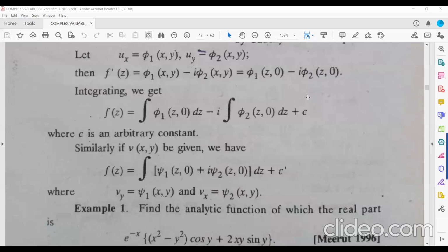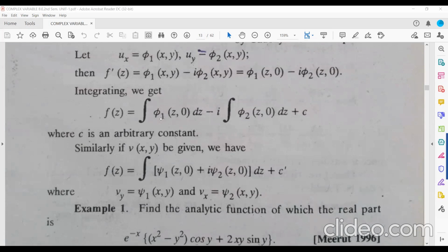minus i phi 2 of z, 0. So you just substitute there. You already have phi 1 and phi 2. In place of x, you put z, and in place of y, you simply put 0. You will get phi 1 of z, 0 and phi 2 of z, 0. Then you substitute that value here and integrate this equation with respect to z. Integrate these two, and then you will get a function of z, and that will be your analytic function.